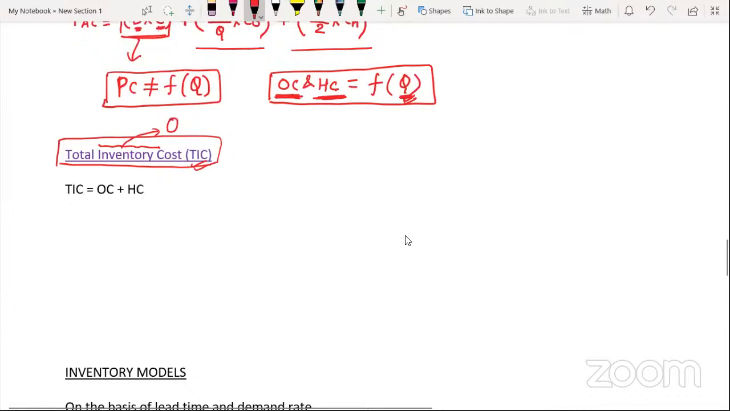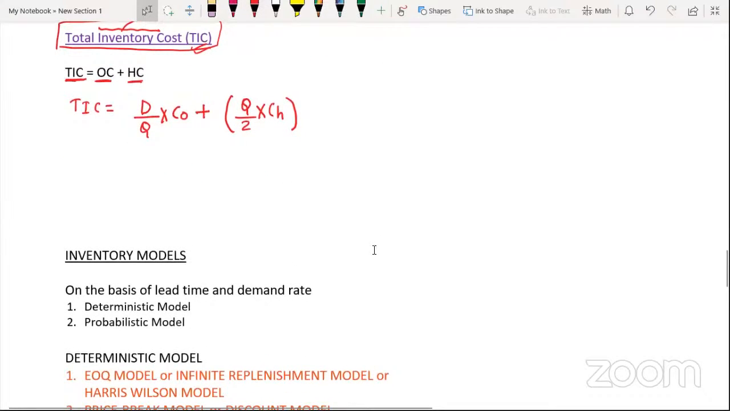Here we have seen that ordering cost and holding cost are functions of Q. That's why total inventory cost is the summation of ordering cost and holding cost only. We are not going to include purchase cost here because purchase cost is not a function of Q. So TIC, total inventory cost, is the summation of ordering cost, that is D by Q, number of orders, into cost per order, plus average inventory, that is Q by 2, into CH, because both are functions of Q only.